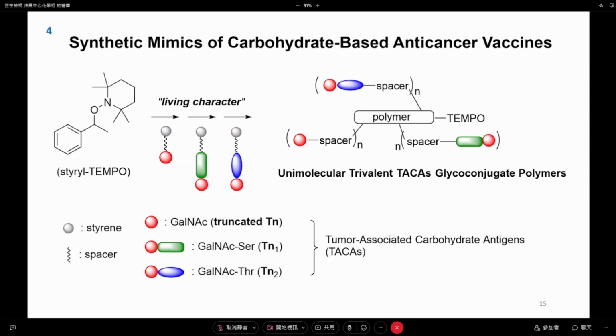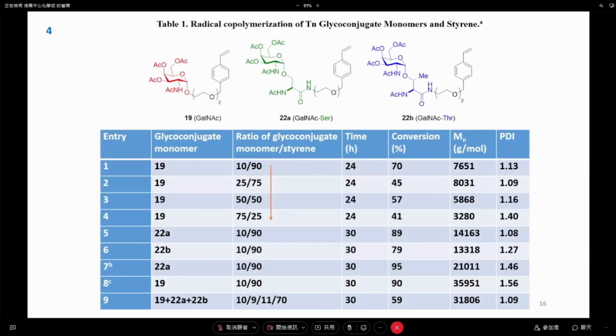We use radical polymerization. The idea is we can prepare simple carbohydrate antigens such as Tn, and link them with a styrene, of course. This is much easier to study, and we use living radical polymerization. We can quickly construct similar types of compounds. We prepared these 3 glycomonomers. This is only the sugar part. This is glycoamino acid, this is the serine, this is threonine. We can prepare different compositions, different lengths, and the PDI remains narrow.